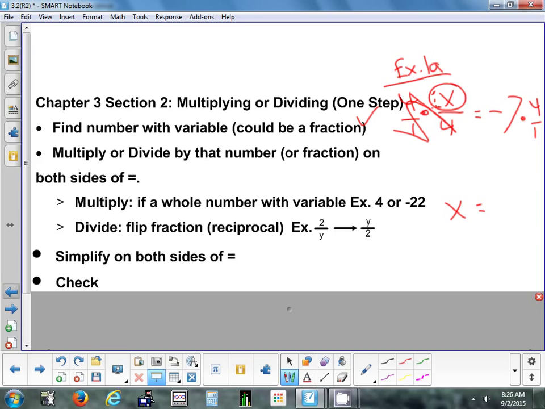What's x going to equal? Do you know? Make sure you tell me the sign too. What am I multiplying by on this side of the equation? Yeah, -7 times 4 over 1. I can put this over 1, too, if I want, but it's really -7 times a positive 4. I have a negative times a positive. There's no sign there, so I know it's positive. What's your final answer going to be?